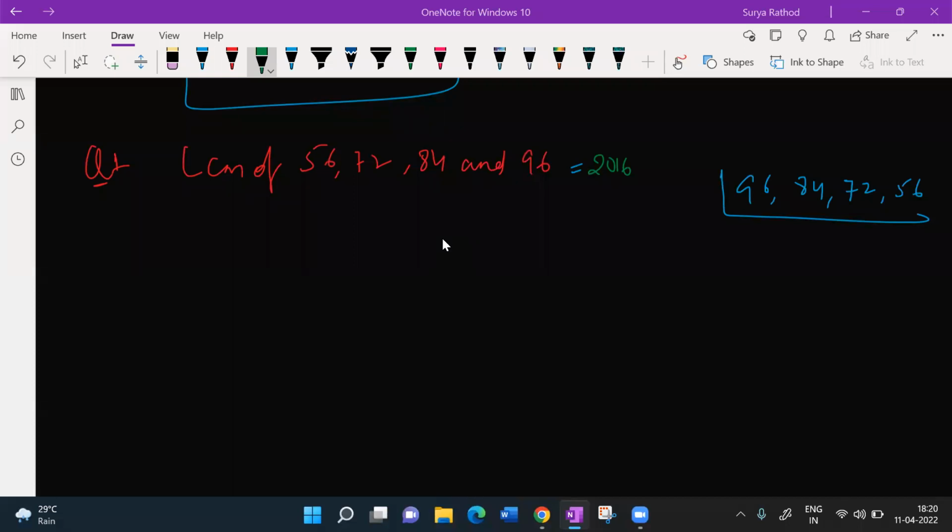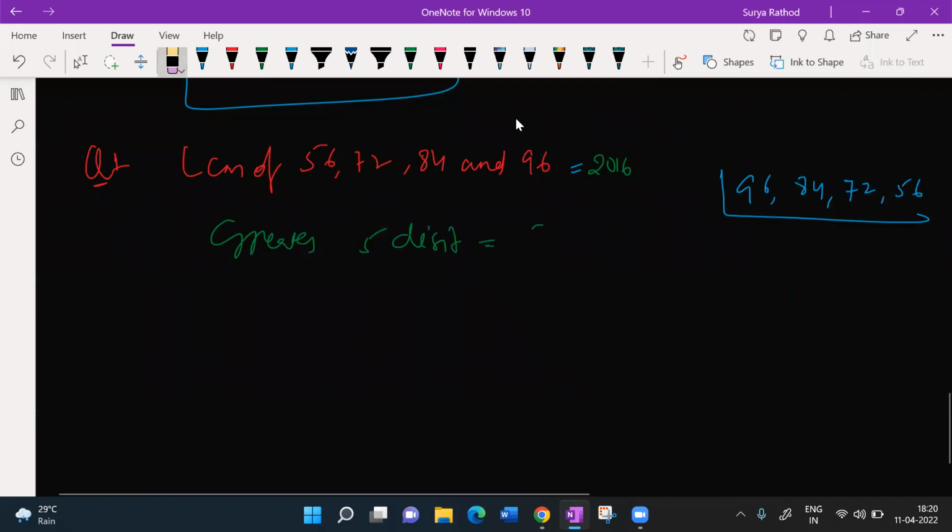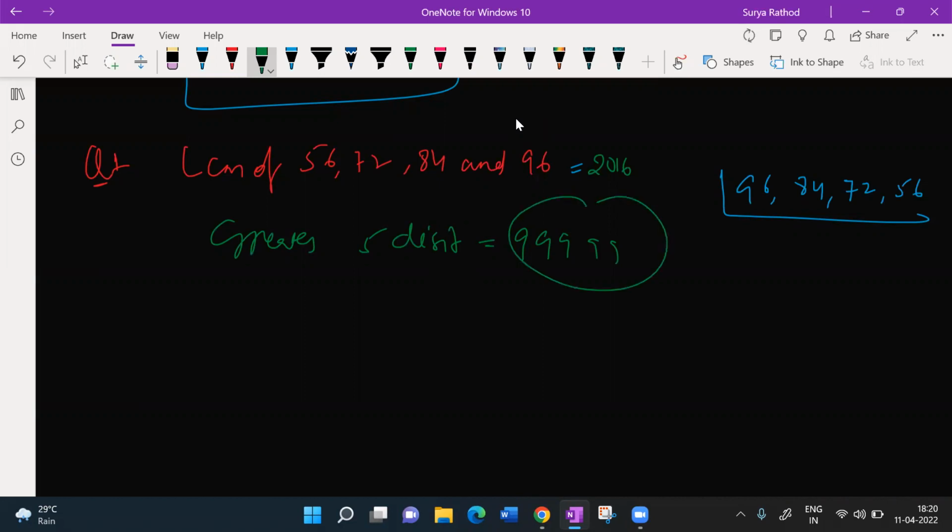Yes, sir. Take the greatest 5-digit number, beta. What is the greatest 5-digit number? 99,999, which is 5 nines. Correct? So dividing this with what? LCM. What will you be left with? You just divide this, you will be left with that. Okay.